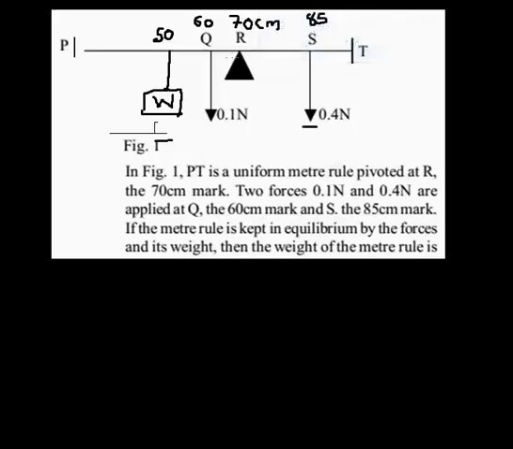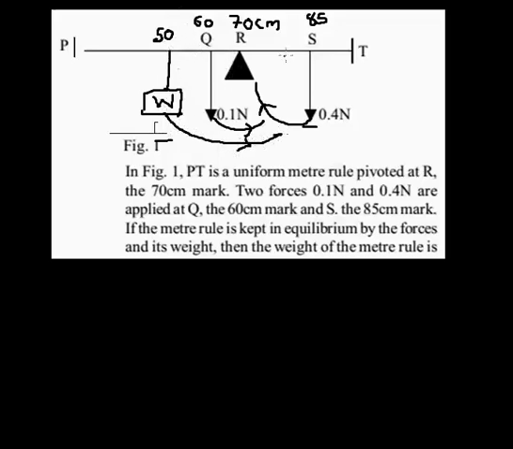Before I take moments, know very well that 0.4 Newton at this other end, at point 85, will always give me a clockwise moment. Now, there are two anti-clockwise moments, okay? 0.1 Newton goes anti-clockwise because it is at the other end of the pivot. Even the weight of the meter rule that I'm looking for also gives me an anti-clockwise moment.